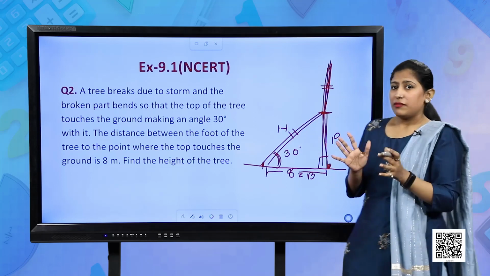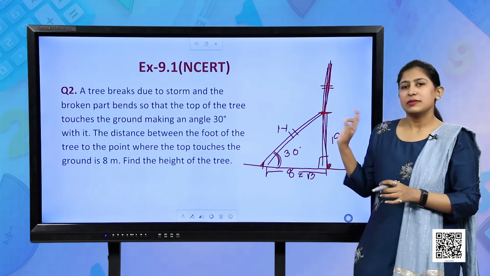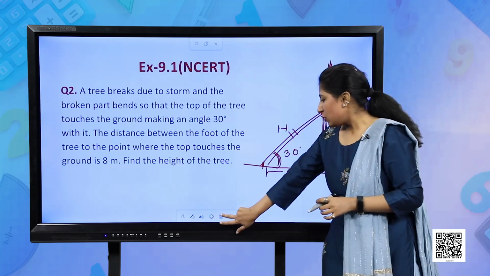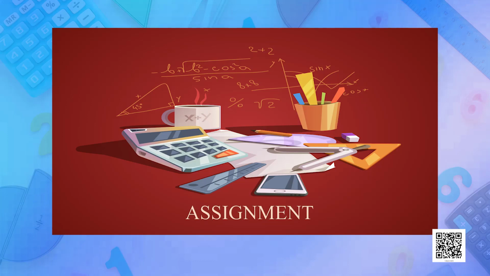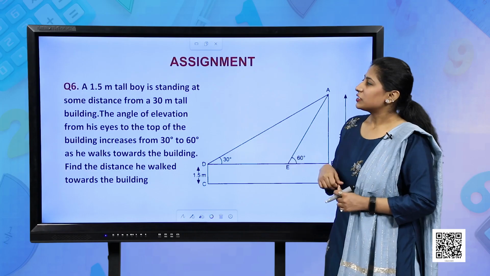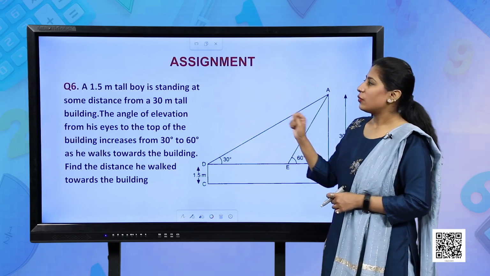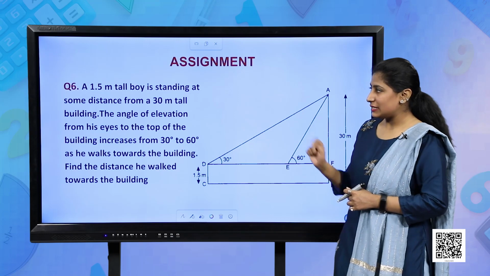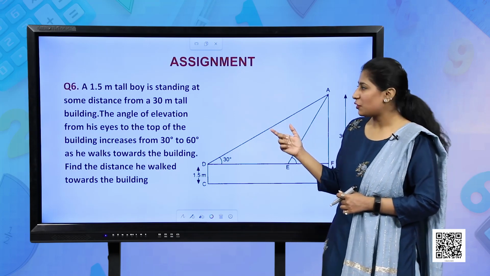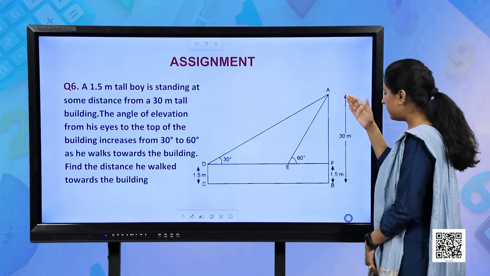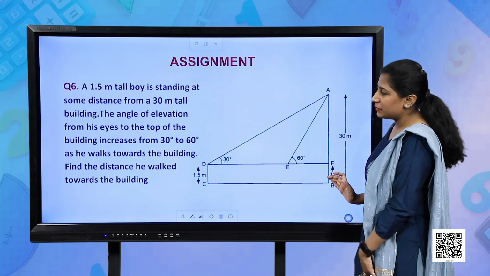So I think I have given you enough hint and you can simply do this question. So moving on. Now let me give you some questions for assignment. This is question number 6 from exercise 9.1 of your NCERT. A 1.5 meter tall boy is standing at some distance from a 30 meter tall building. See, this is the 30 meter tall building.